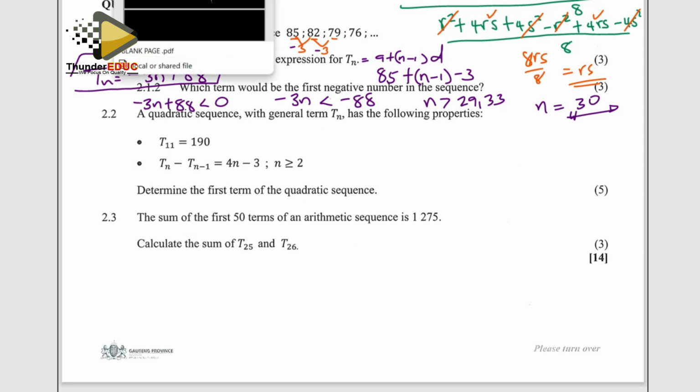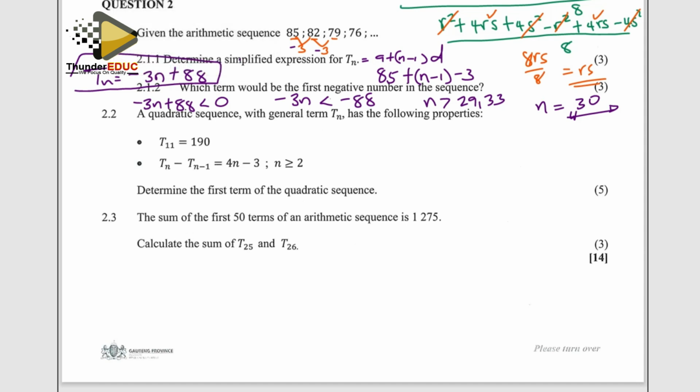They are telling us that a quadratic sequence with a general term Tn has the following properties. T11 is 190. And then Tn minus 1 is given as this. So this equation is just for the first differences. But there is a condition: n must start from 2 and above.